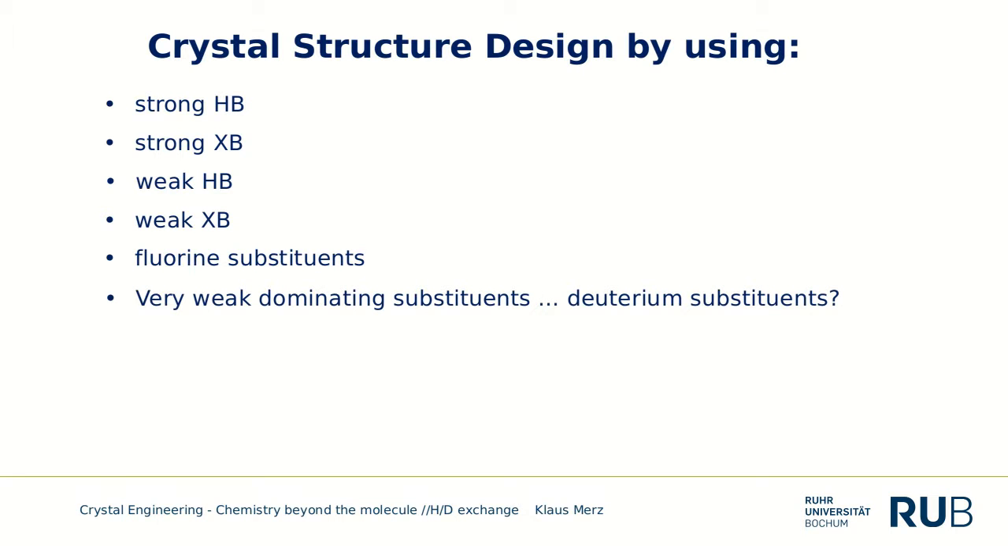Now, question, what's going on if we reduce the dominating substituents? Strong hydrogen bonds, strong halogen bonding, weak fluorine. So we reduce the dominating type of substituents and we look at what happens if we use deuterium substituents. What do we know about deuterium?